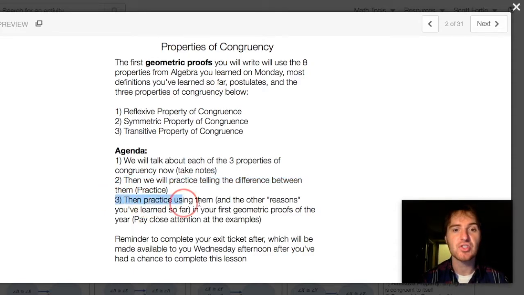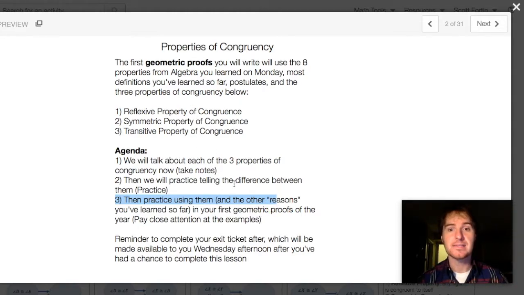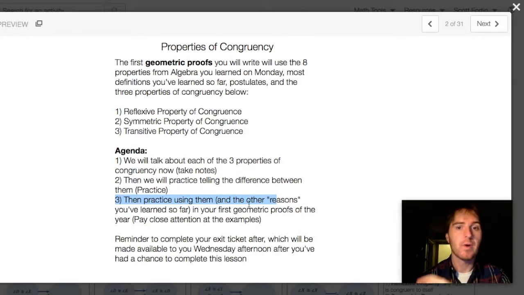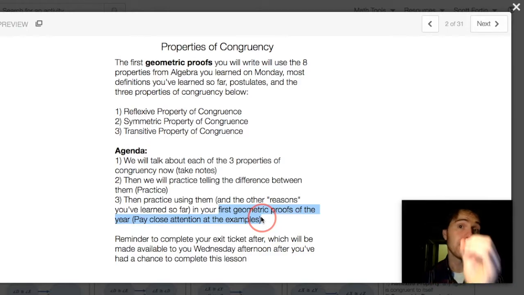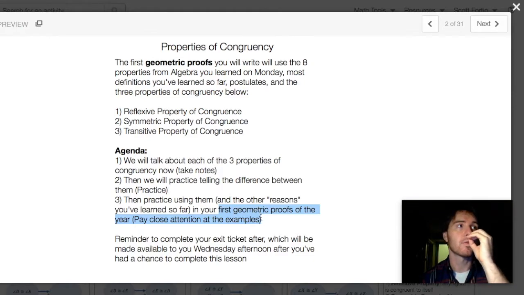Thirdly, and last but certainly not least, we're actually going to practice using the properties of congruence, which we'll study right now, in proofs, right? Proving things. And we'll use the other reasons you've used before, right? So definitions and postulates, all that good stuff. And we're actually going to do what we did on Monday and Tuesday, where we proved algebraically the solution to an equation. We're going to do that instead with shapes, instead with geometry.